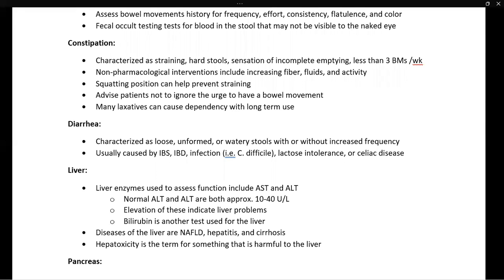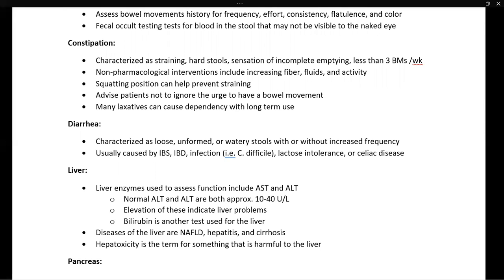Next, we have diarrhea. Diarrhea is characterized as loose, unformed, or watery stools with or without increased frequency. Diarrhea is usually caused by irritable bowel syndrome, inflammatory bowel disease, and infections such as C. diff, or lactose intolerance or celiac disease.